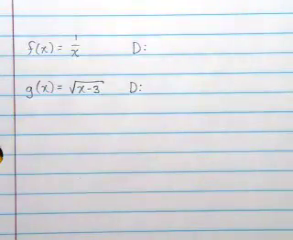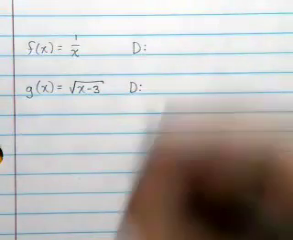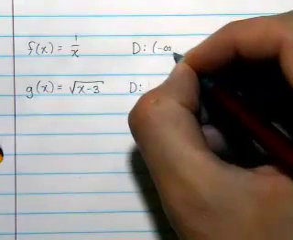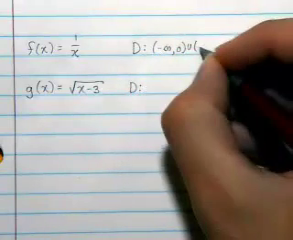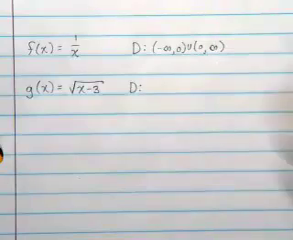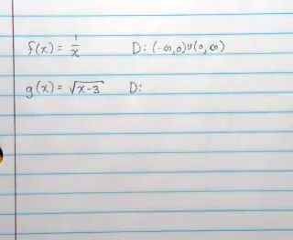So reciprocal function, who can give me that domain to start off with here? Negative infinity to 0, not including 0, union 0, not including 0, to infinity. Yeah, good. And then somebody else, what about the square root then? It's the square root of x minus 3.